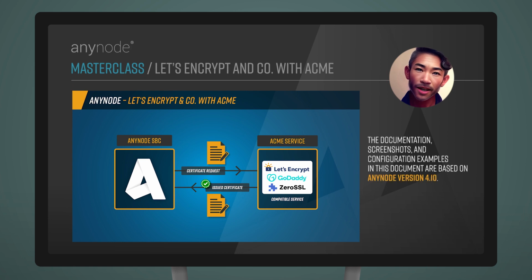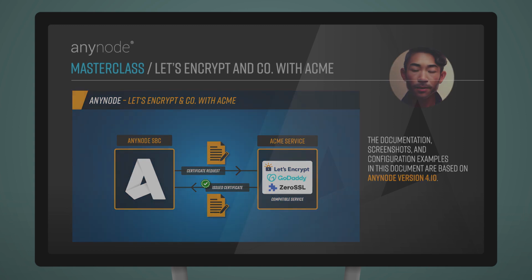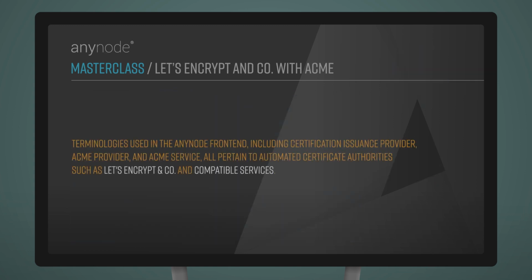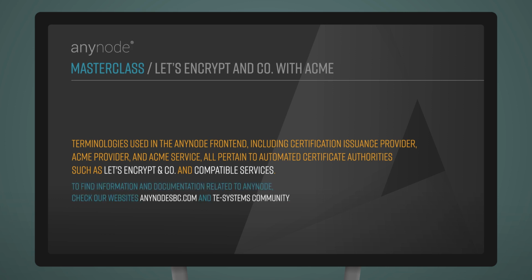The documentation, screenshots, and configuration examples in this document are based on anynode version 4.10. We'd like to clarify that the terminologies used in the anynode frontend, including certification issuance provider, ACME provider, and ACME service, all pertain to automated certificate authorities such as Let's Encrypt and company and compatible services. To find information and documentation related to anynode, check our websites anynodesbc.com and TE-SYSTEMS community.